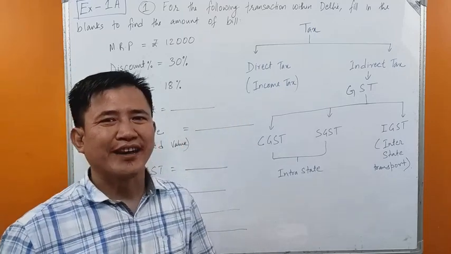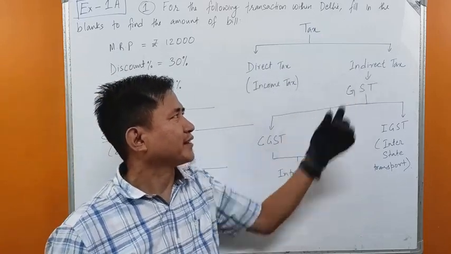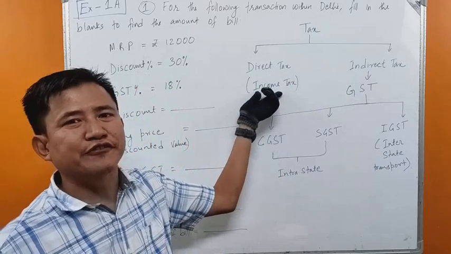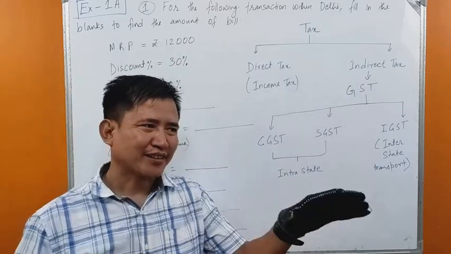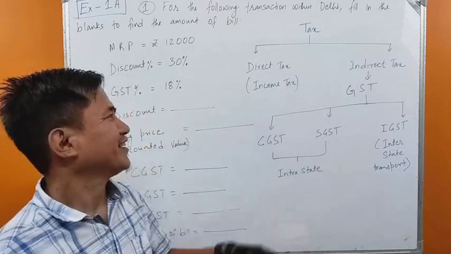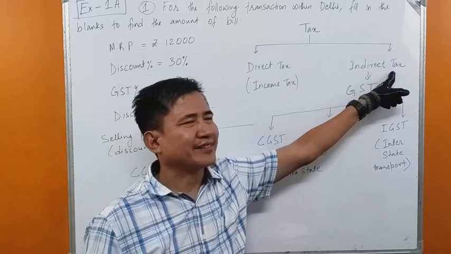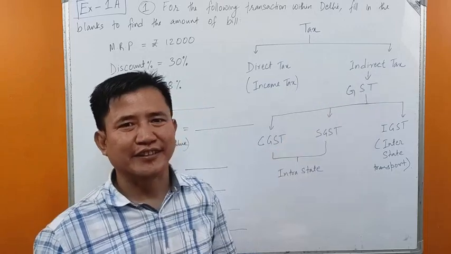Tax. So in India, we have two types of taxes, okay? Direct tax and indirect tax. And income tax falls in the category of direct tax, okay? And what is income tax? Tax collected from the individual or corporates is known as direct tax. And the other type of tax is indirect tax, okay? And GST falls in the category of indirect tax.